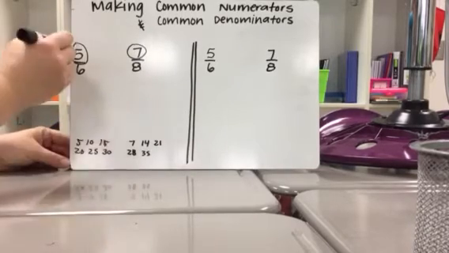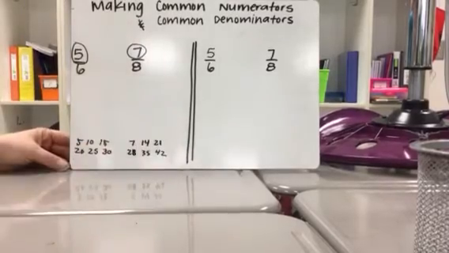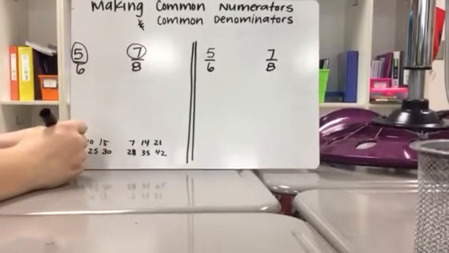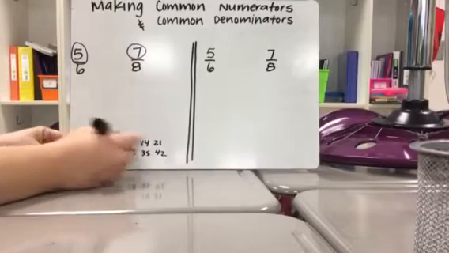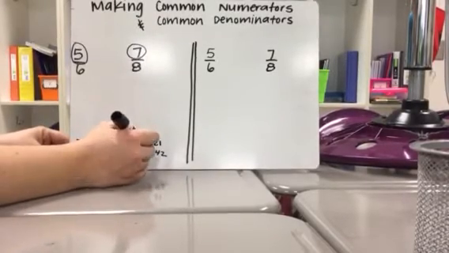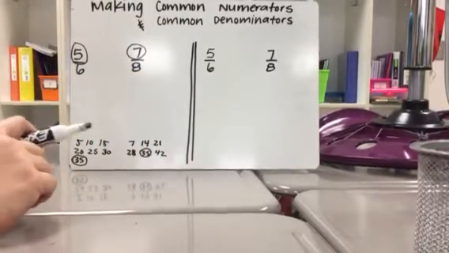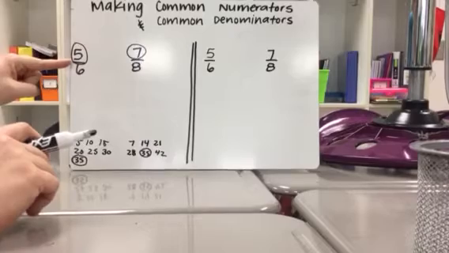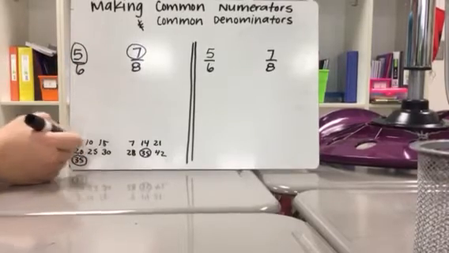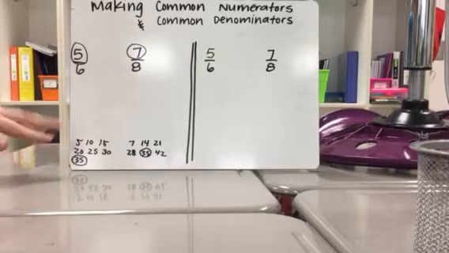30, because I'm counting by 5s. And 7 more here would be 42. No match yet. Let me do one more. 35. Oh, there it is. There's the match. I'm going to make both of these have a numerator of 35. So the way I'm going to do that is I'm going to multiply this 5 by 1, 2, 3, 4, 5, 6, 7, because it was the 7th one that I figured out.